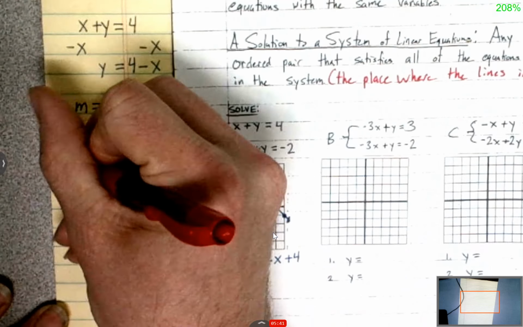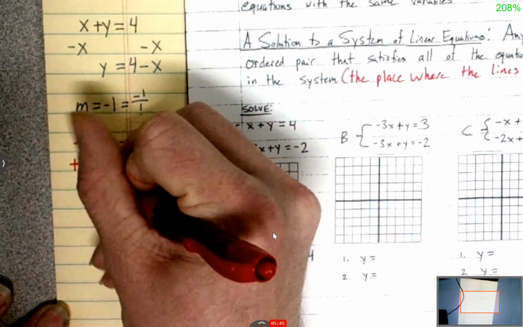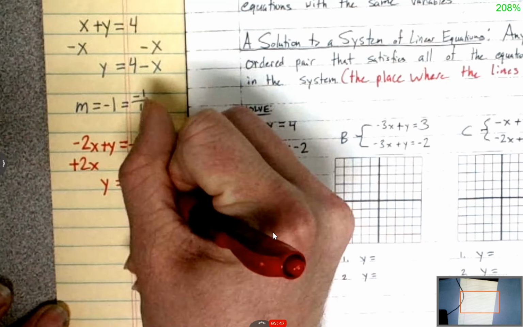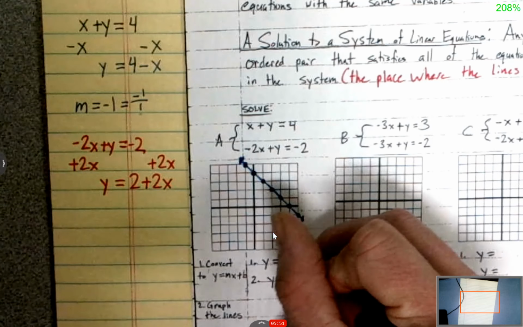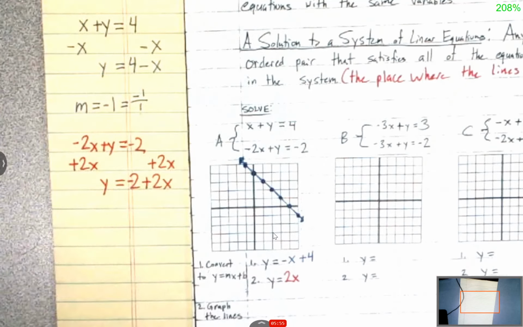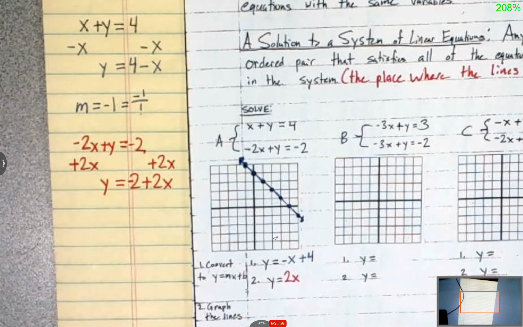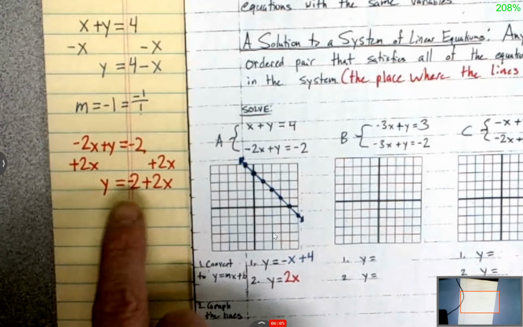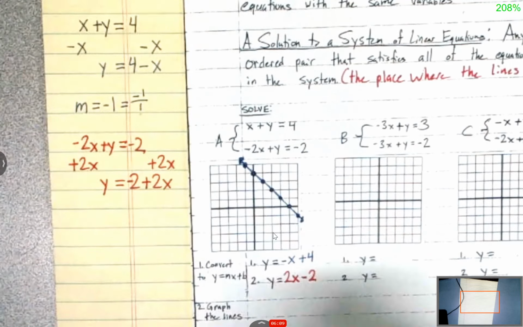We're going to add 2x on both sides. So I get y equals 2 plus 2x, or 2x plus 2. Or wait, negative 2. Sorry, I forgot. I didn't bring down my negative sign. Always make sure you bring down the negative sign whenever you bring down a term. So this is a negative 2, which means it's y equals 2x minus 2.